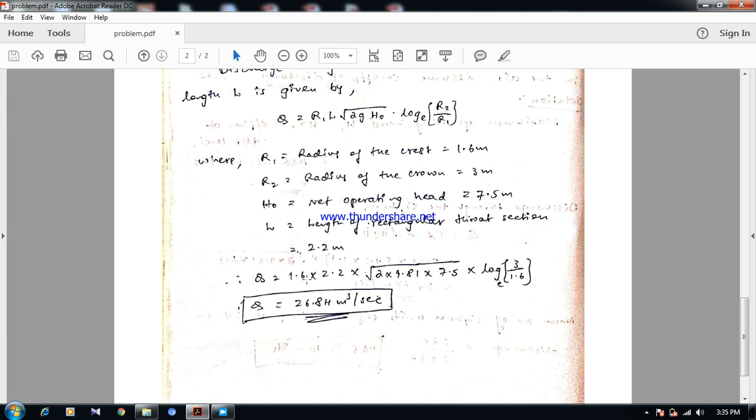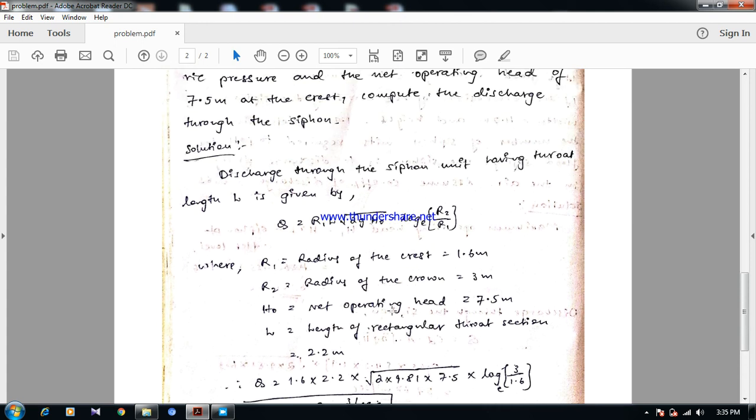So you will get the value of discharge Q as 26.84 meter cube per second. So this is the discharge through the siphon unit having throat length L.